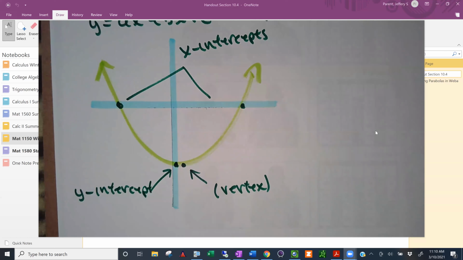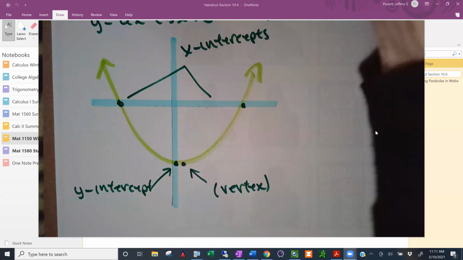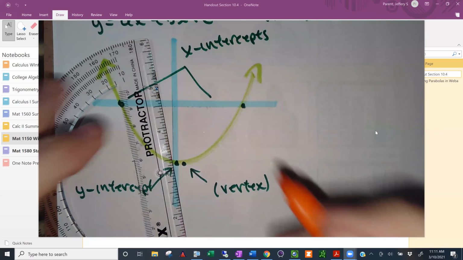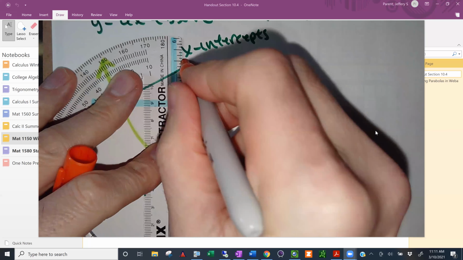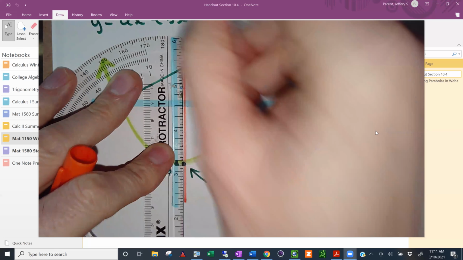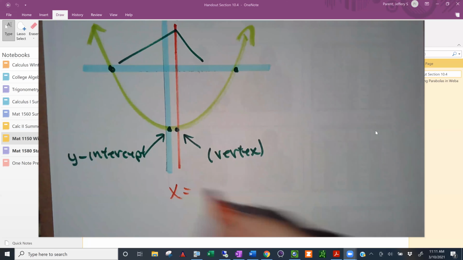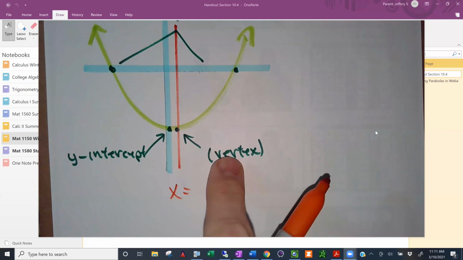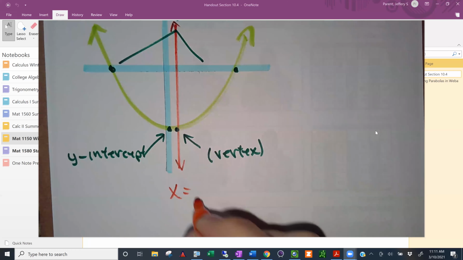So that's the Y-intercept. And let me draw in one other feature of this graph. I appreciate the reminder there. The vertical line that goes through the vertex like this is your axis of symmetry. And it's always going to have an equation of x equals something. It's going to be x equals the x coordinate of your vertex. That's going to be this vertical line. So whatever that is, fill that in.